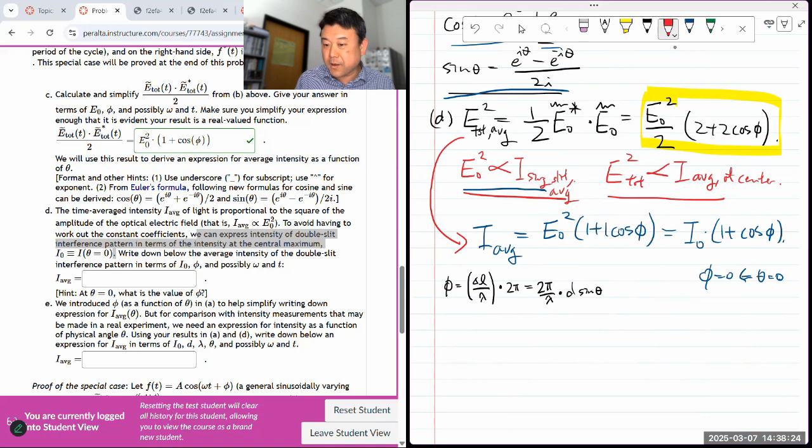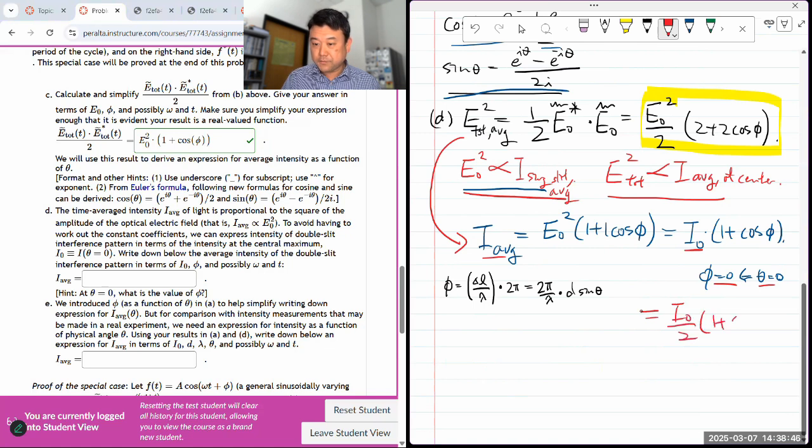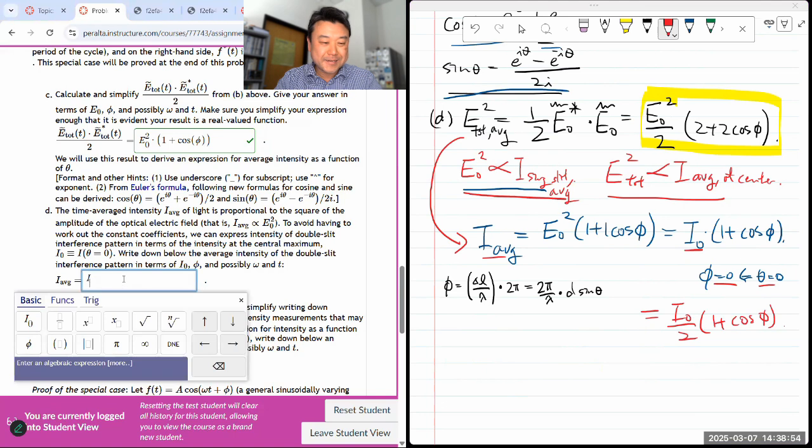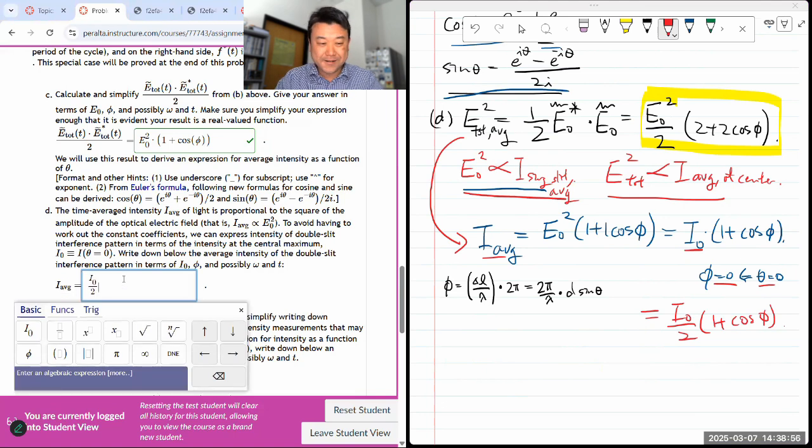I want to make it so that when phi is equal to 0, because theta is equal to 0, this average intensity is just I0. And right now we don't have that. When we plug in phi equals 0, this is 2, so I get 2 I0, which I don't think is how the question was setting this up. So I'll say my final expression for I average is I0 divided by 2, times 1 plus cosine phi, if considered right. It's possible I either made a mistake in the past or am making a mistake right now. 1 plus cosine of phi.